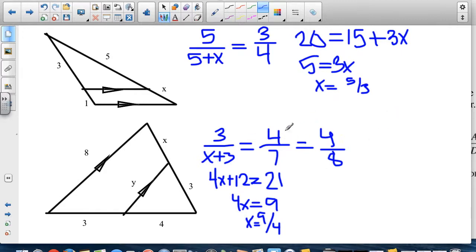Okay, and then when I go this way, remember this is a y. I get 7y equals 32. Oof. And y equals 32 over 7. So hopefully I did that right this time.